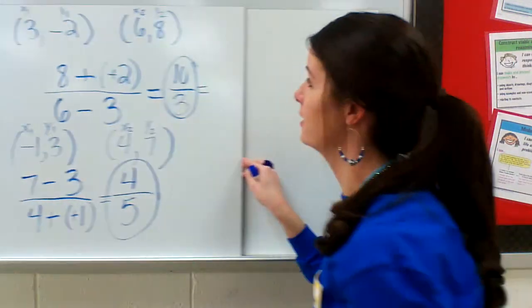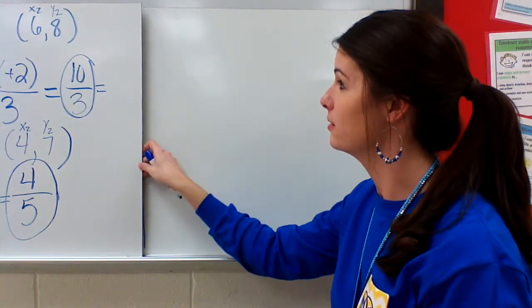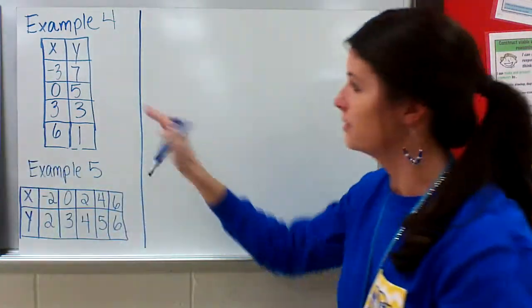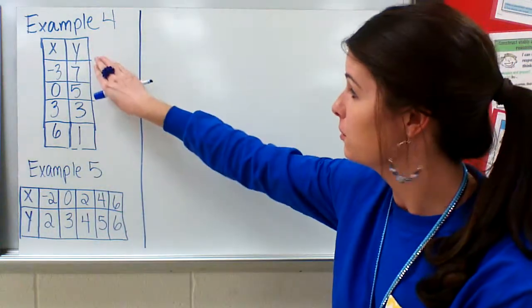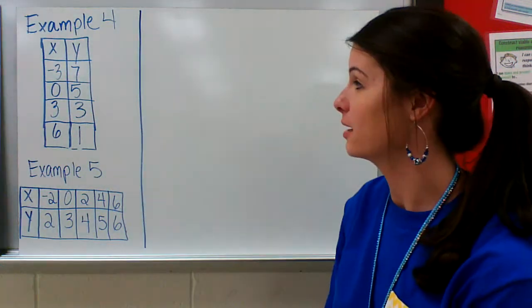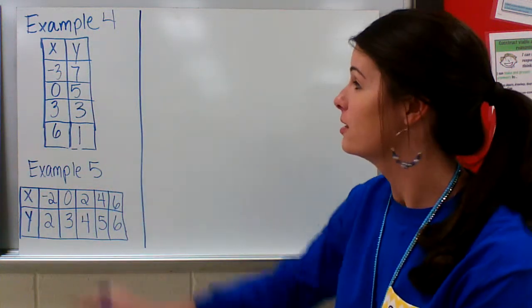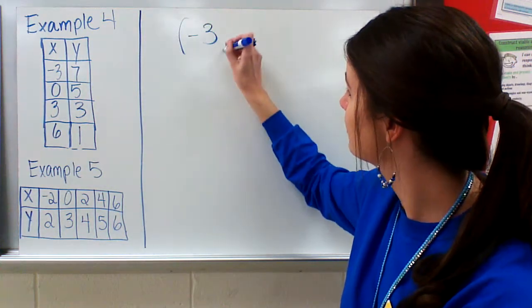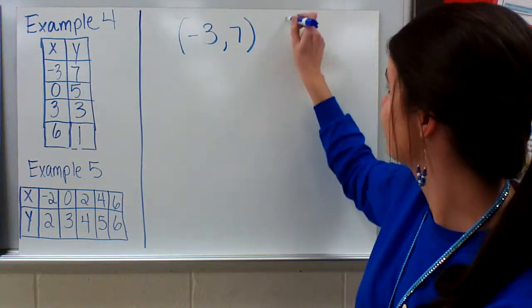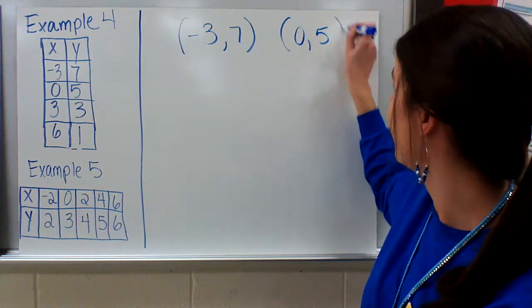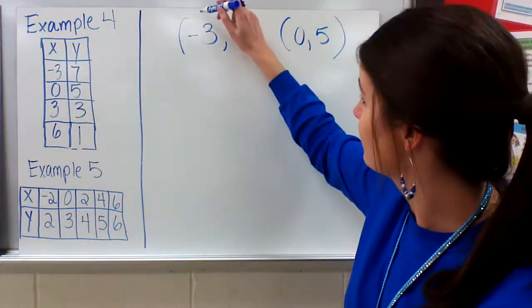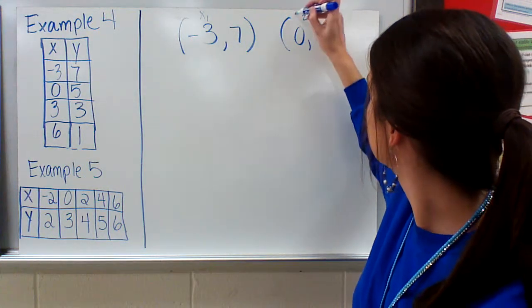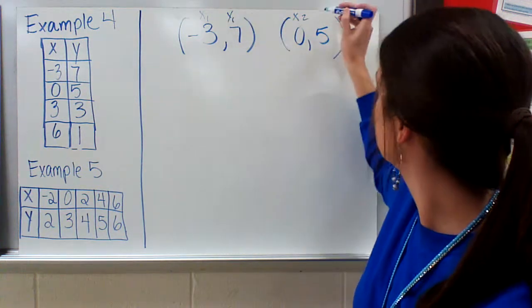Okay, and the last thing we're going to talk about is if you are given a table. Well, in this table, we are given 4 points. So pick any two, because you just need 2. So I'm going to pick the first 2. (-3, 7) and (0, 5). This is x sub 1, x sub 2. Alright? Y sub 1, y sub 2.